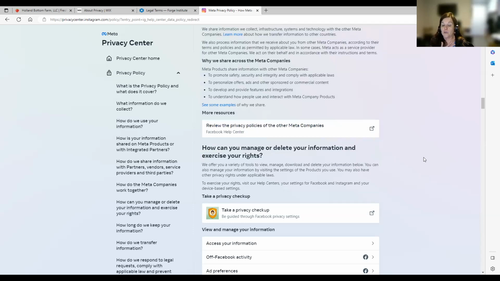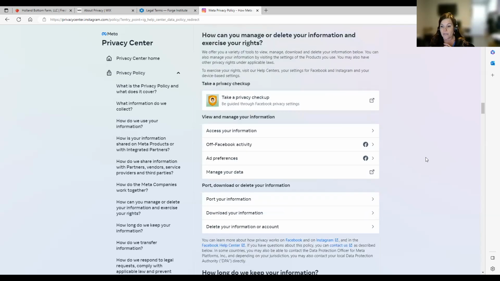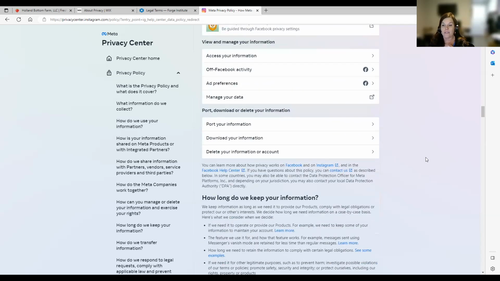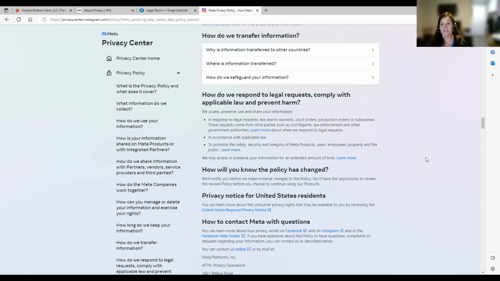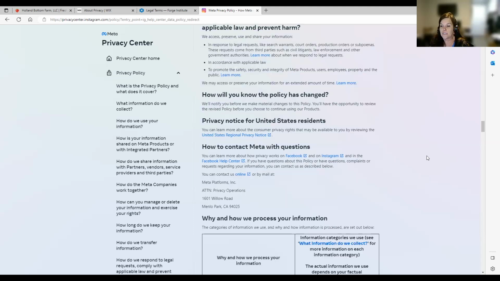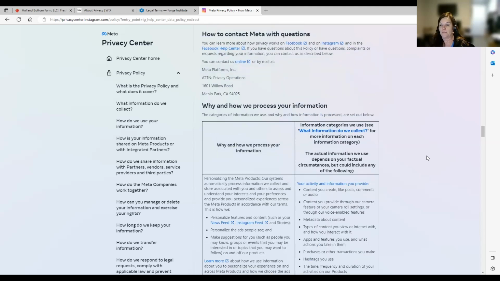How can you as the consumer manage or delete your information and exercise your rights? And how long do they keep the information? They have a section here with how do we respond to legal requests, which comply with applicable law and prevent harm. And how will you know the policy has changed? So they give very detailed information about how they maintain everything about you on Instagram.